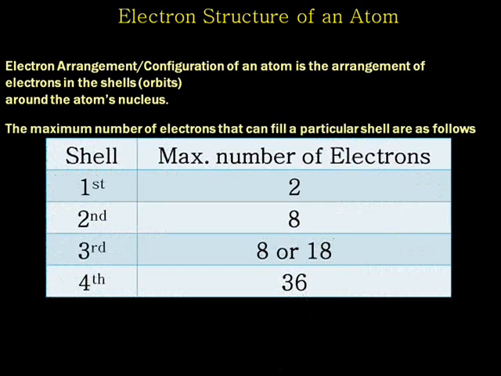Here's a list of how many electrons can exist in each orbit. In the first shell, there are 2. In the second shell, there are 8. In the third, there are 8 or 18. And the fourth, there are 36.